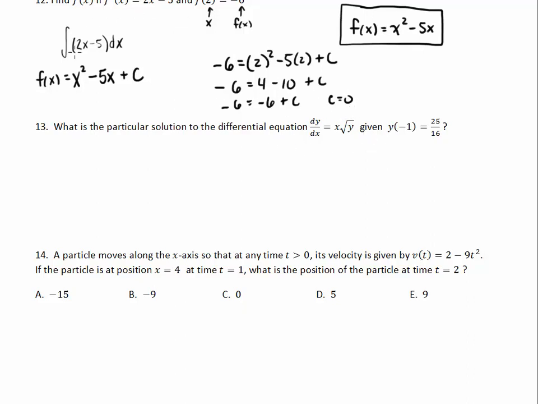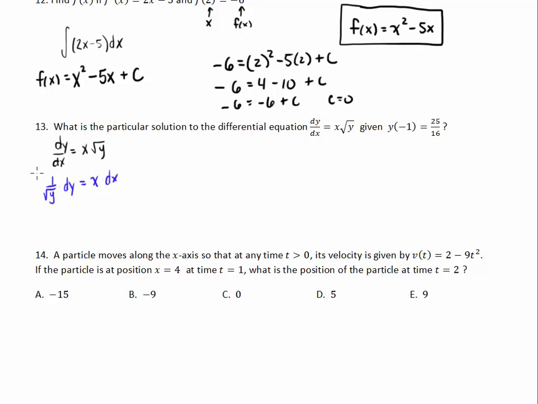We want to do the same thing we did up here, except it's written in dy over dx instead of f prime. So we want to separate the variables. We've got dy over dx is equal to x times the square root of y. I want to move everything with x's on the right, everything with y's on the left. So I'm going to multiply both sides by dx and divide both sides by the square root of y, giving us 1 over the square root of y times dy is equal to x times dx.